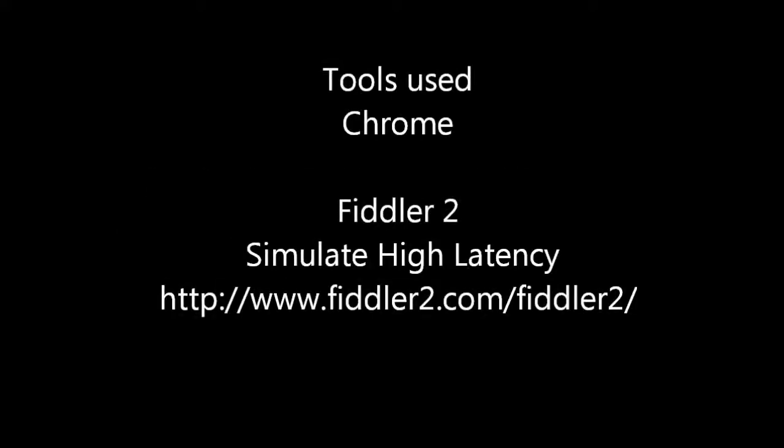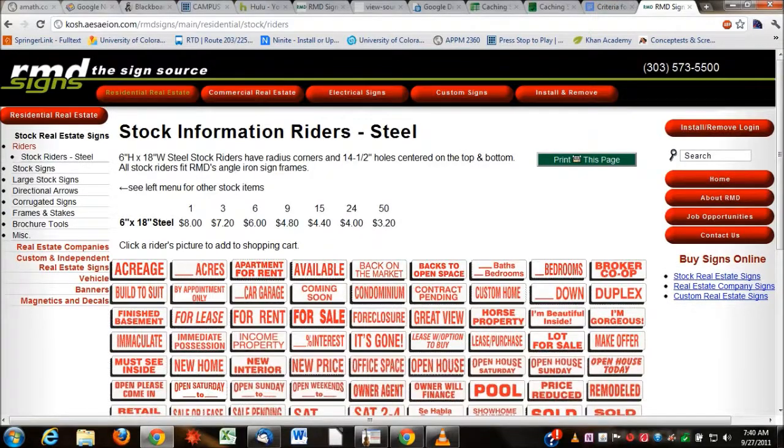The tools used in this presentation are Chrome and the Chrome Developer tools, along with Fiddler 2 to simulate a high latency connection. We will begin by showing the difference between a low latency and high latency connection for an initial page loading time. We will start with the low latency connection initial page loading time. As you can see, the page loads in about 1 second on this low latency connection.